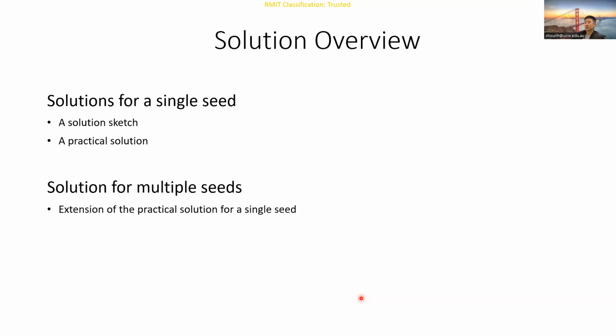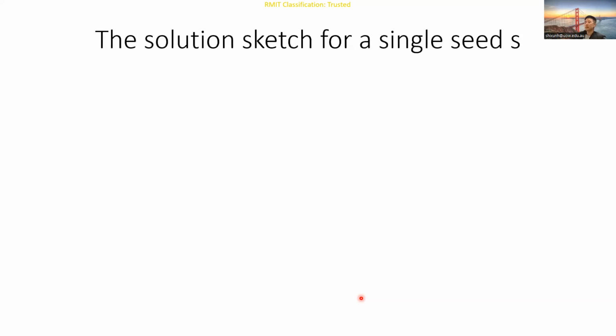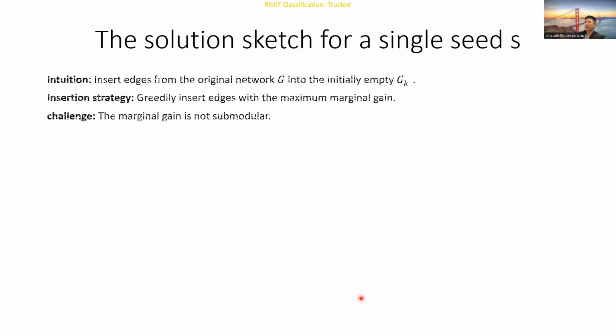Here is the solution overview. We first focus on solving the case with a single seed, and then we extend the solution to the case with multiple seeds. Here's the sketch. Our iteration is to insert edges from the original network into the initially empty subnetwork. The strategy is to greedily insert edges with the maximum marginal gain.